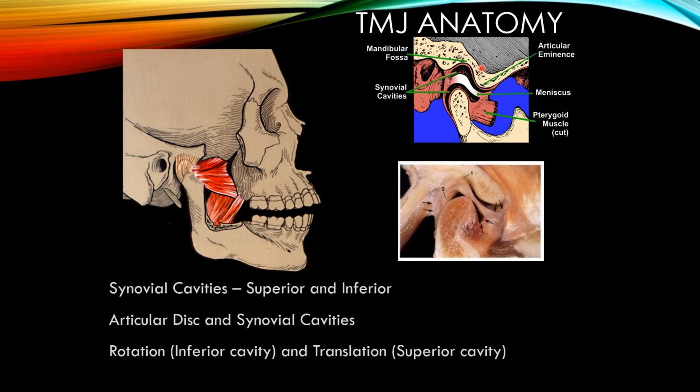So the two temporomandibular movements that we can see in the temporomandibular joint are rotation and translation. Rotation takes place in the inferior cavity and is associated with mouth opening, while translation takes place in the superior cavity and is related to excessive mouth opening, or mouth opening beyond 2 centimeters or 20 millimeters.